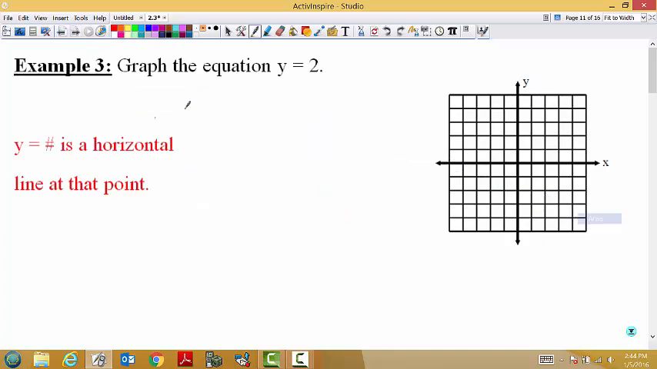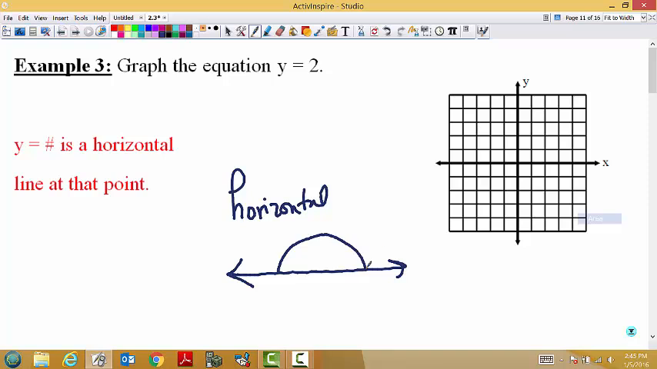And then we have, if there's only an x or if there's only a y, x equals a number, y equals a number. Y equals a number is a horizontal line at that point. You can remember that because if you take a y and you flip it upside down, to me it looks like an H. H spells horizontal. Horizontal lines look like this. Think the sun comes up over the horizon. The sun doesn't come up like this. So that's not a horizontal line.